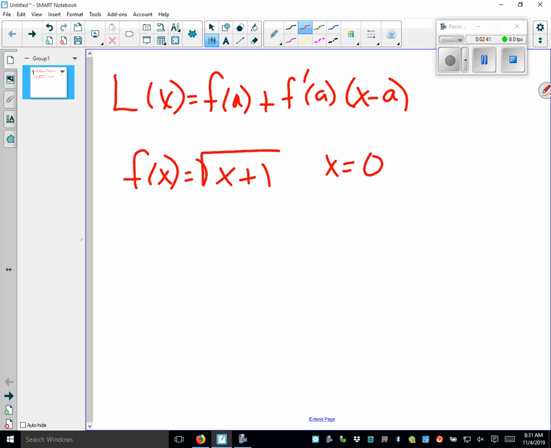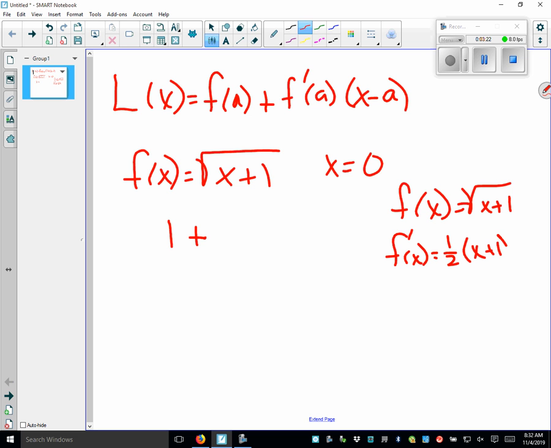When the square root is provided, it is just positive. Only when you put the square root in do you do plus or minus. So is f of a 1? So I have 1 plus, what is f prime of a? If f of x is radical x plus 1, is f prime of x equal to 1/2 times x plus 1 to the negative 1/2?